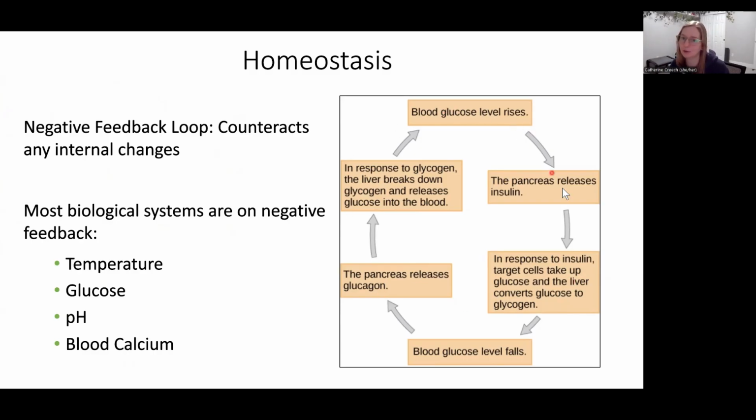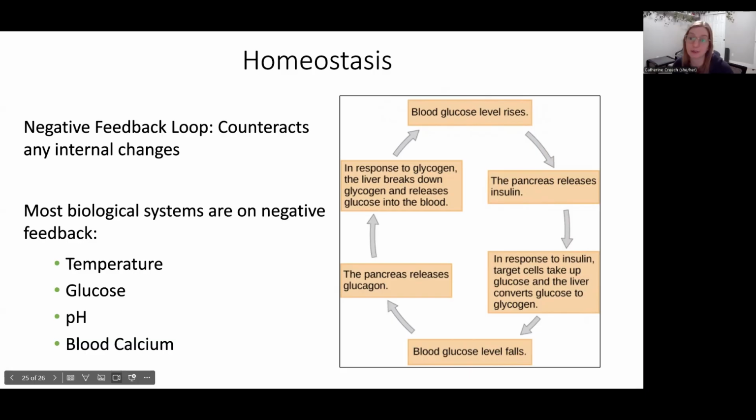The example we have from your book here is blood glucose. So we have a set level of blood glucose that we want. And imagine that I just ate an apple and now I've increased my blood glucose. My body has to respond because I can't have too much glucose in my blood. I need to do something with it. It can't just sit there. So my pancreas will release insulin. Insulin is a hormone. It's a protein hormone, and it is used to make your cells take up glucose. Now my cells are going to start to take up glucose. That means that there's less in my blood and my blood level falls.